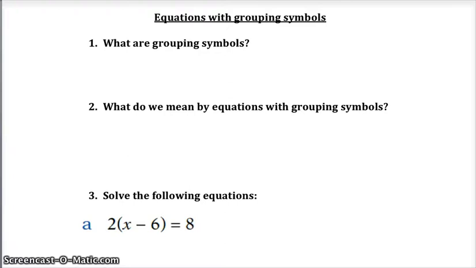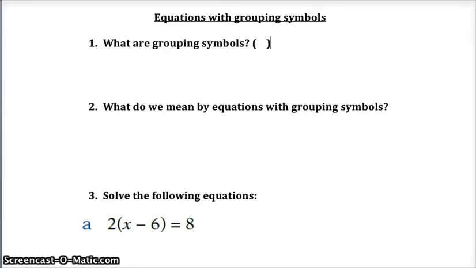Okay, welcome back. So you should have written down in your own words your answer to questions 1 and 2. I'm going to quickly explain to you what they are so that if you didn't have the correct answer you can write it down. So grouping symbols are basically parentheses or brackets. They literally look like this in maths, and they have something inside them. So make sure you write that down, and also write down that they're brackets or parentheses.